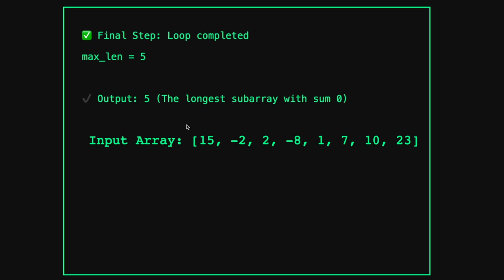That is going to be my final answer for the longest subarray with 0 sum, right? And in case I was not able to find any subarray with 0 sum, I will have 0 in my maximum length variable, and that's what I will be returning as a default value, right? So this is the entire algorithm to find the longest subarray with 0 sum. I hope you understood it well.